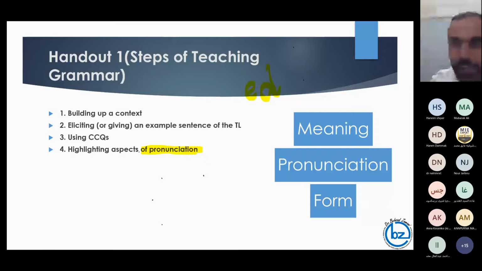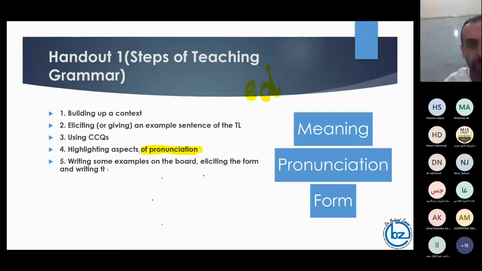Don't tell them explicitly that this is ed. It's going to be much better that you write some sentences on the board, put your students in pairs and ask them to find out what happened, why these sentences are not for now, they are for the past. They find the rule by themselves, and you just help them, and it's really going to work. And then you go through the pronunciation and surely some examples on the board, and then eliciting the form and writing the form on the board.